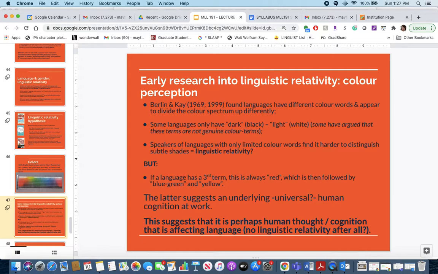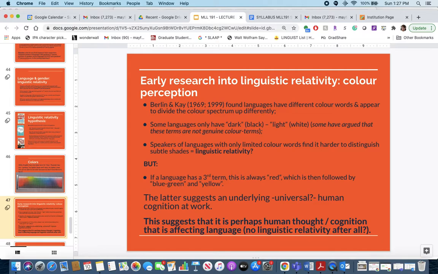So a lot of research has looked at, okay, what are the colors that you have? A lot of cultures don't have a light color. They'll have a word for light color and a word for dark color. But if the language has a third color, it's usually red. It's always red, right? And if they have more colors, like 4 or 5, it's followed by blue, green, and then yellow.